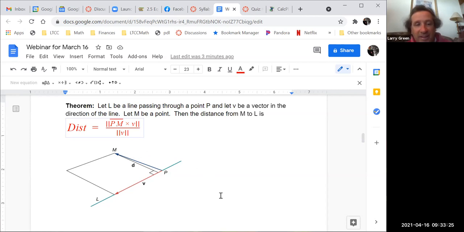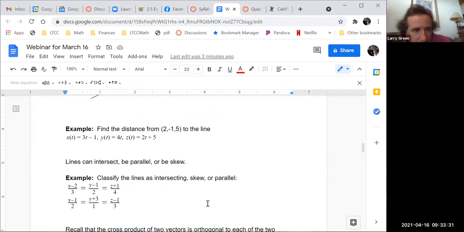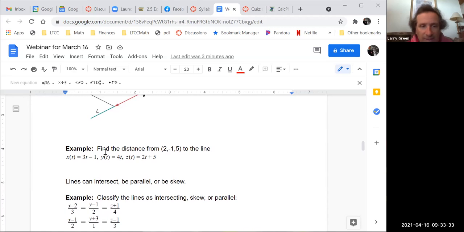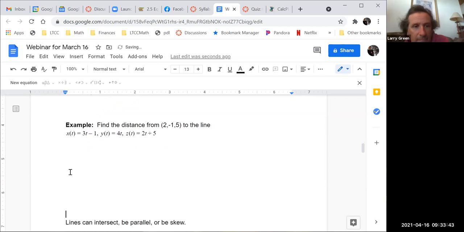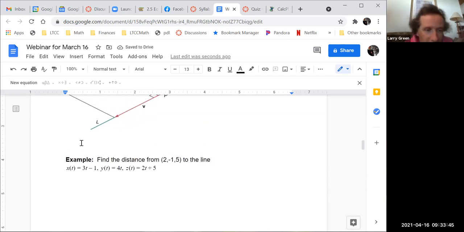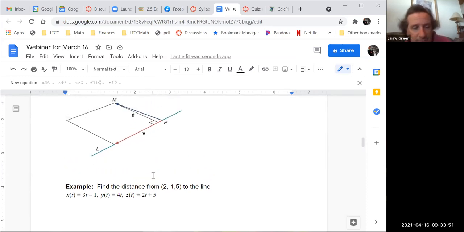Okay, it's pretty easy to do, and cross products are a bit of a pain, but it's just following the rules. So let's do an example. Let's see if you can do it. Find the distance from the point (2, -1, 5) to the line written parametrically as x of t equals 3t minus 1, y of t is 4t, z of t is 2t plus 5. So you want to find that distance.